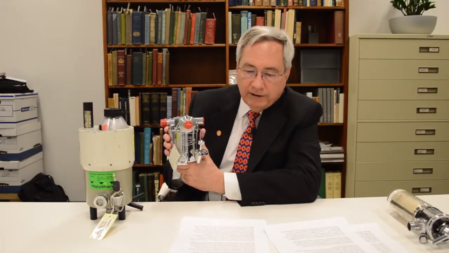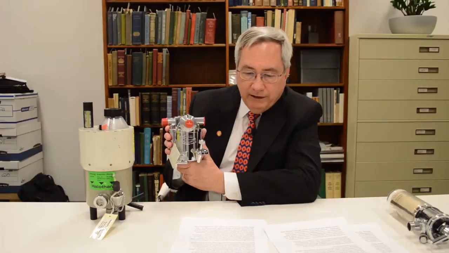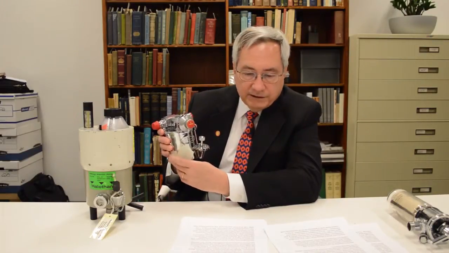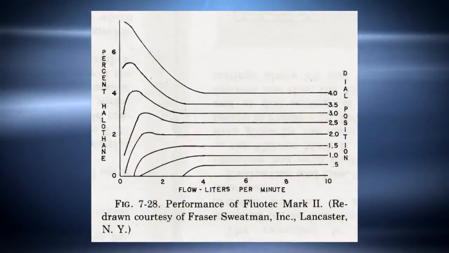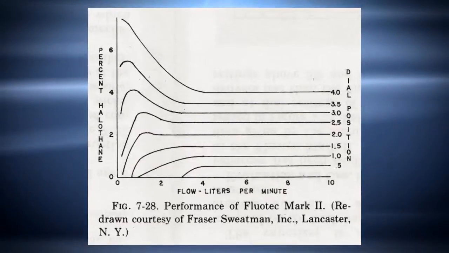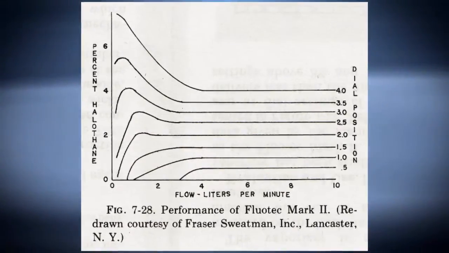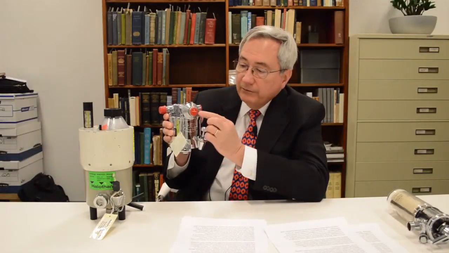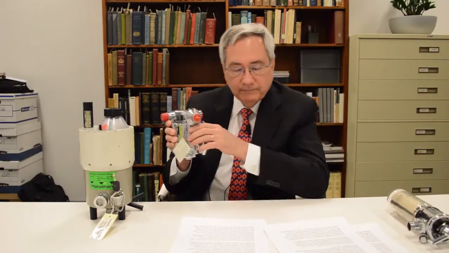And while the delivery of the Fluotec Mark II was good at flows of about 4 liters per minute or greater, it became less consistent at lower flows. And as a consequence, the vaporizer came with a diagram showing delivered halothane concentration at different flows and settings, so that as the flow got to the lower end of the flow range, you could determine more accurately what was being delivered because the numbers on the dial became less accurate at that lower end.